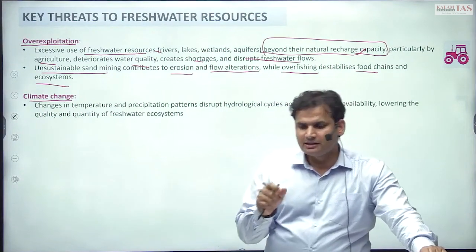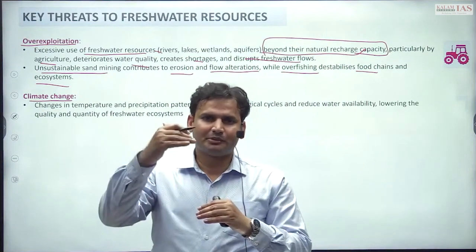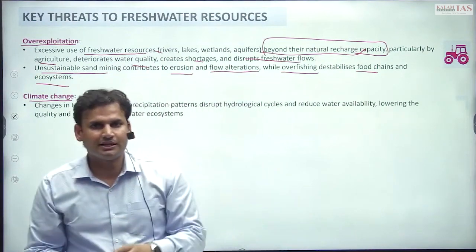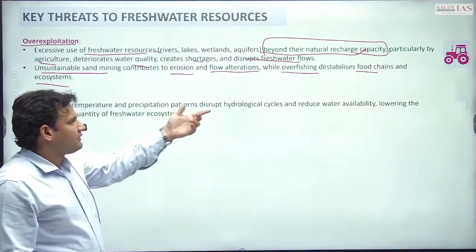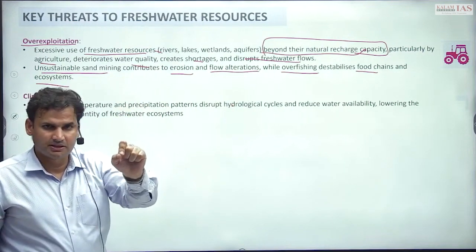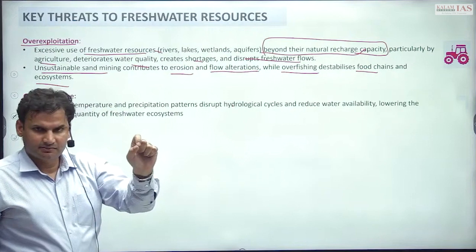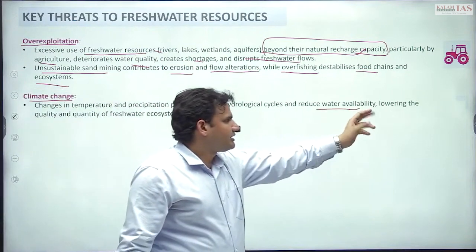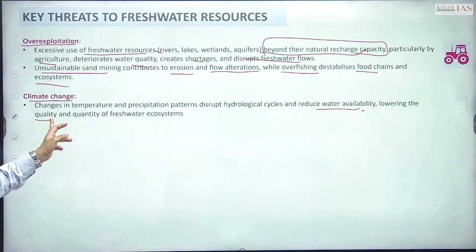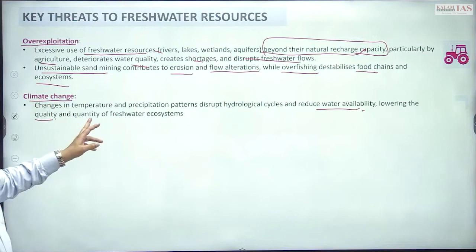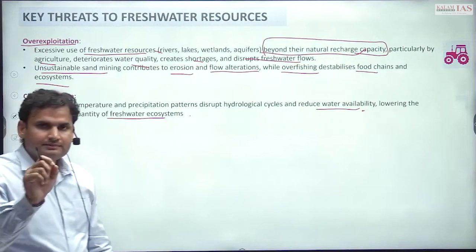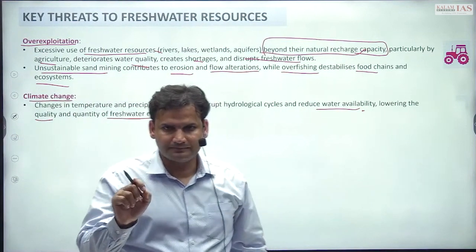And the hydrological cycle that we have been studying since childhood, that there is evaporation, there is condensation, cloud formation, precipitation, all of it is getting disturbed because of climate change. And unfortunately this is not a question of if it is disrupted, actually it is highly disrupted. So it reduces the water availability, and if water availability is threatened, there would be lowering of the quality as well as quantity of freshwater ecosystems, which can definitely have an impact on the food securities throughout the world, right?